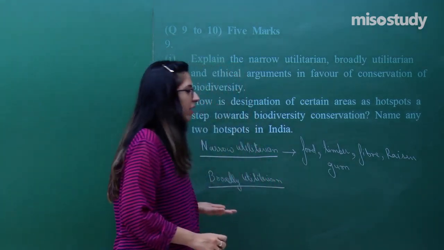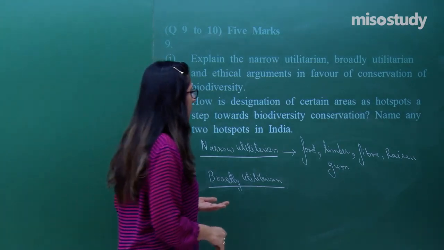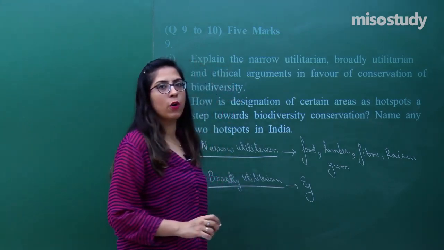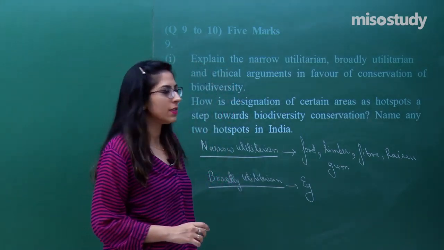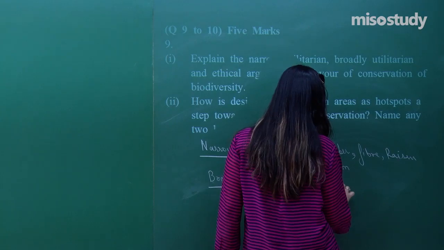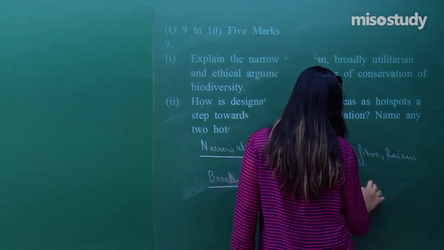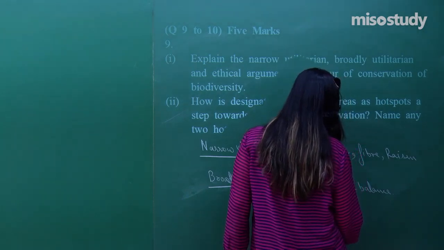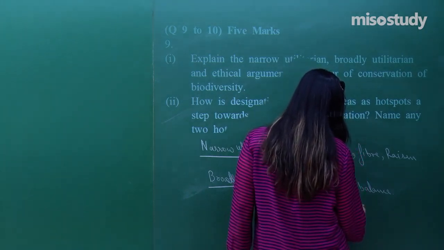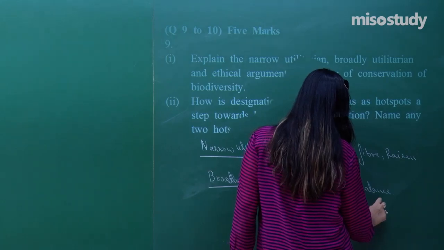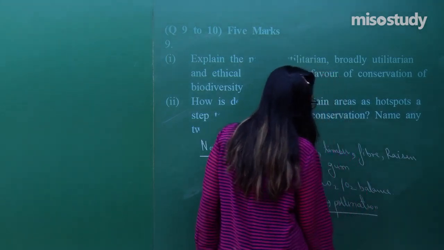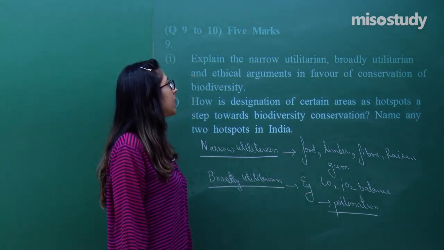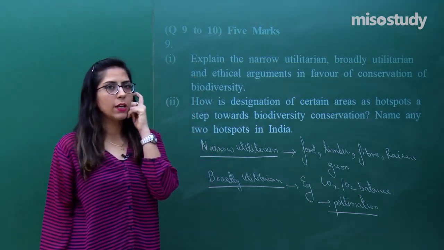In the broadly utilitarian, we have the example that they act as a very good source for balancing the carbon dioxide and oxygen level. They act as pollinators as well. Pollination, right? Another, we have to explain the ethical arguments.